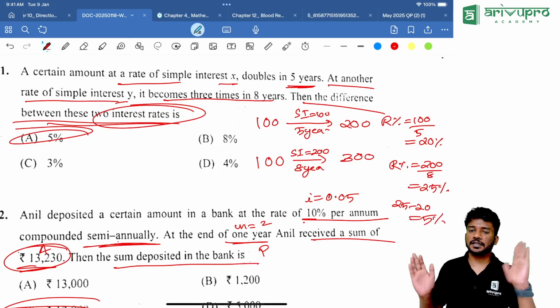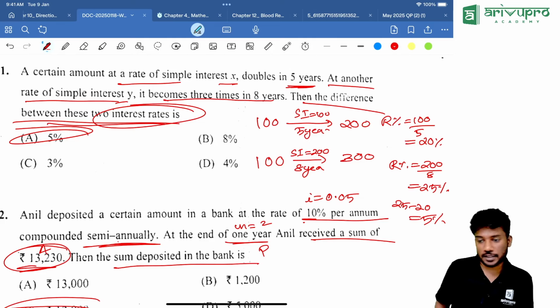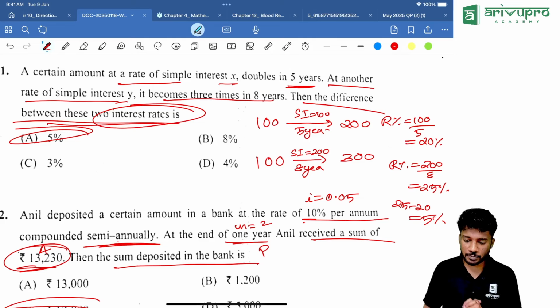That's all. That was the Jan attempt. Now we will go for the May attempt. May 2025 attempt question paper.